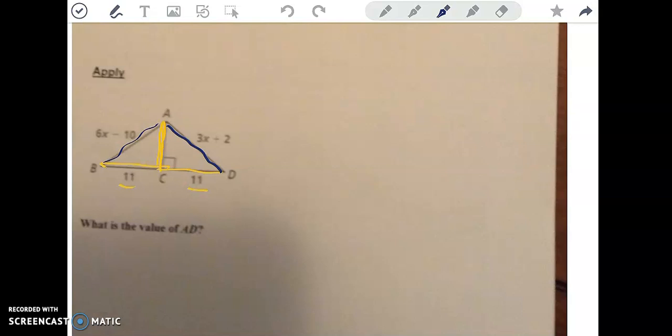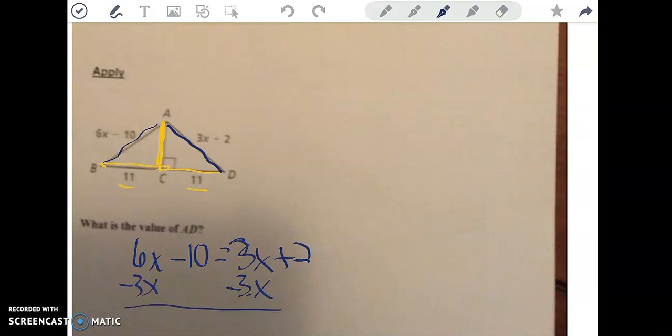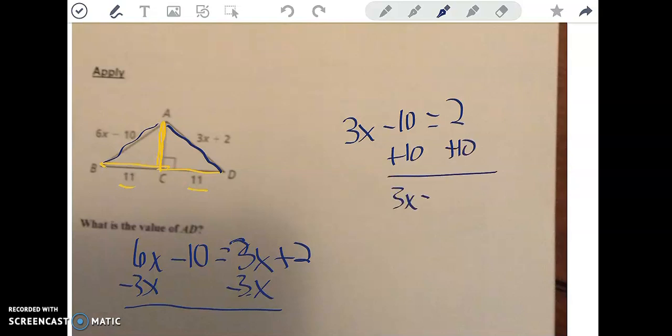So to find the value, first we can just set them equal to each other. 6x minus 10 is equal to 3x plus 2. And we can solve. So subtract 3x from both sides. So then we have 3x minus 10 is equal to 2. Add 10 to both sides. Now we have 3x is equal to 12, so x equals 4.